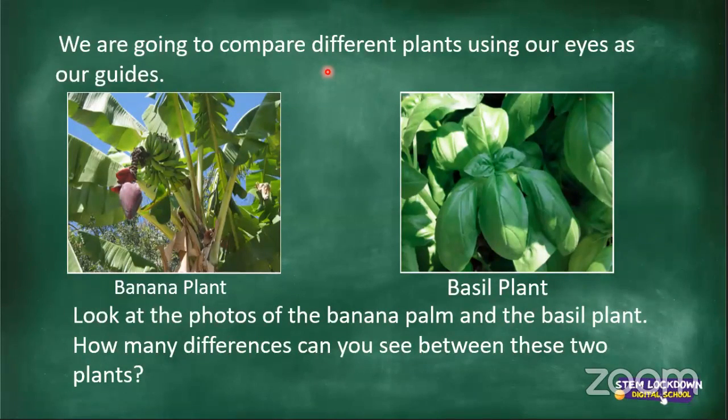The shape is different. Good. What can you see about the fruit? And are there flowers present? Does one maybe have a flower and the other one not? The size is different. Good.